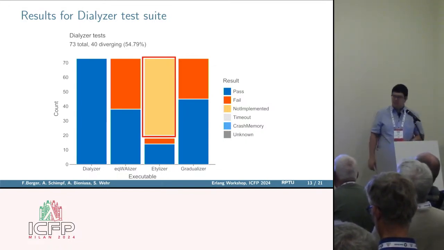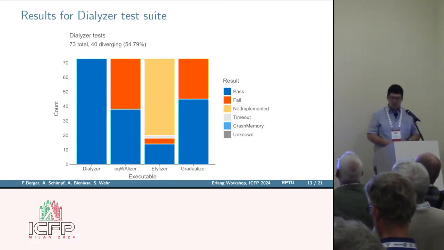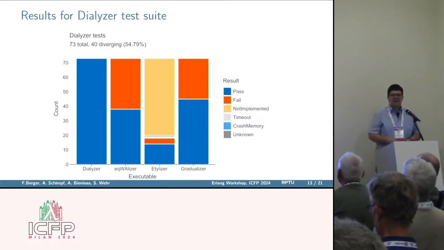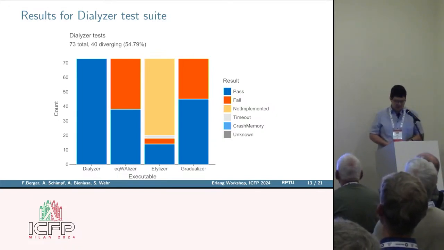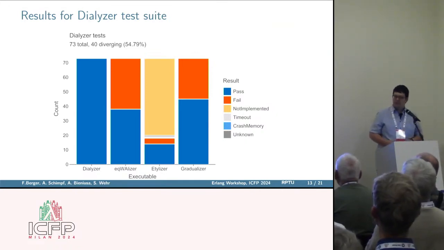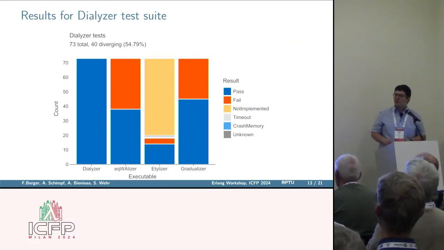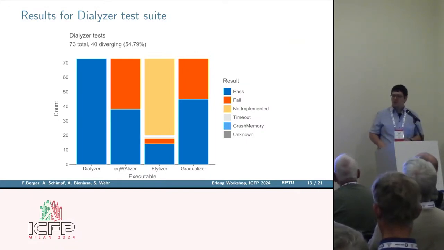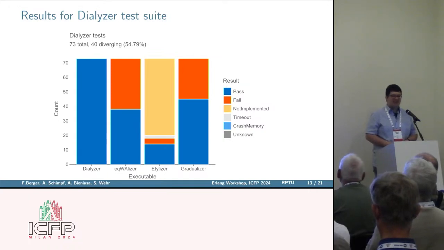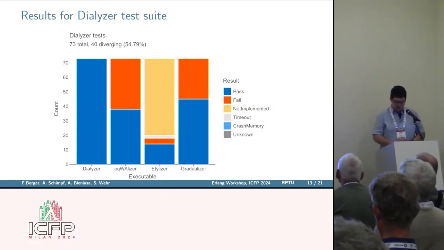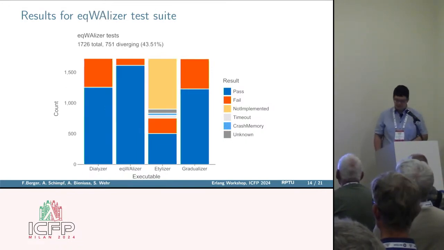And overall, we also have something we call diverging results, which are results where at least one type checker came to a different conclusion than the rest. In this case, there were 54.8% of all the test cases in this one with diverging results. Those diverging results do not include not implemented results or other unknown errors, timeouts, and crashes, because that's not really meaningful for that result. Let's get to the second test suite, the eqWAlizer test suite.